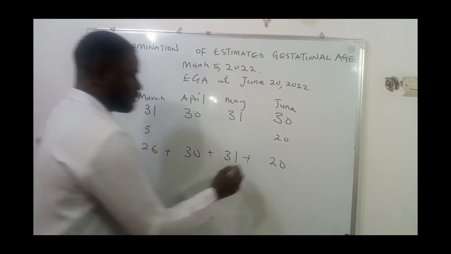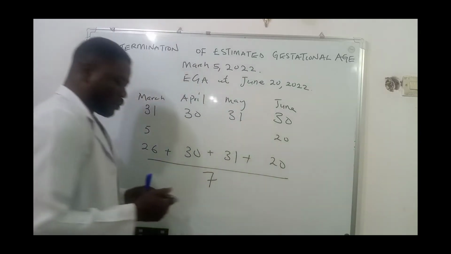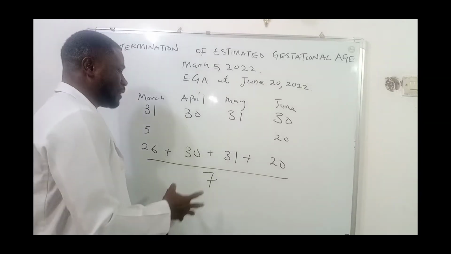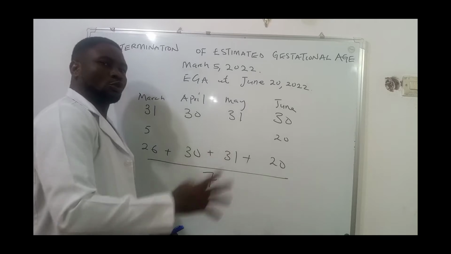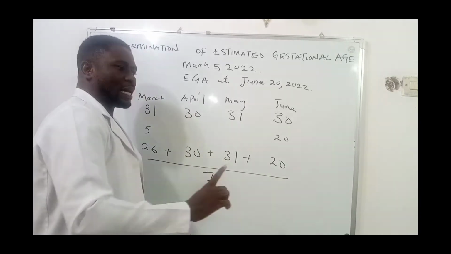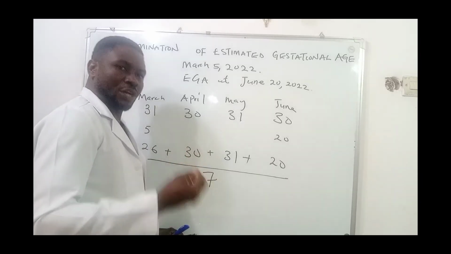And then when you have done that, do not forget to divide by what? 7. Why are you dividing by 7? You're dividing by 7 because when you add this to this to this, you will have a total number of days. And pregnancy is not expressed in days. We express pregnancy age in weeks.